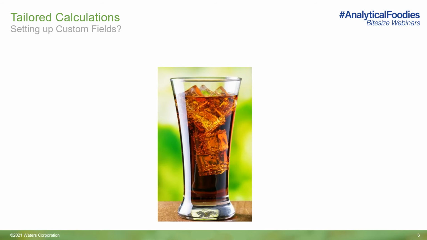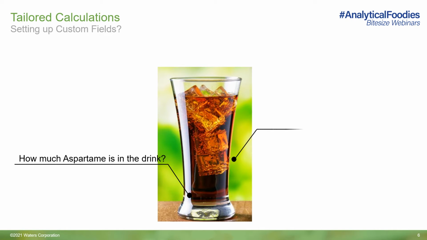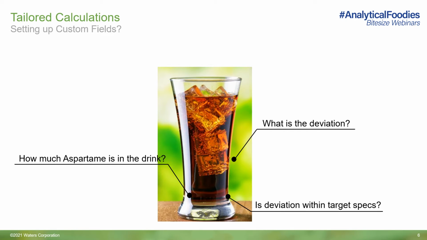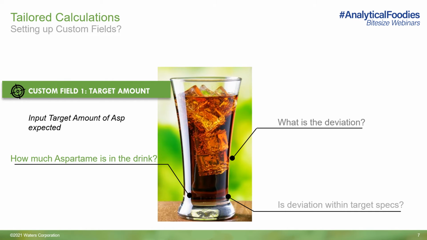In a soft drink beverages company, they are interested to find out how much aspartame is there in the soft drink. What is the deviation of the amount of aspartame from its target amount? And is that deviation within target specifications? First, they set up a custom field to input the target amount of aspartame expected in the drink. Here, we call this custom field target amount.